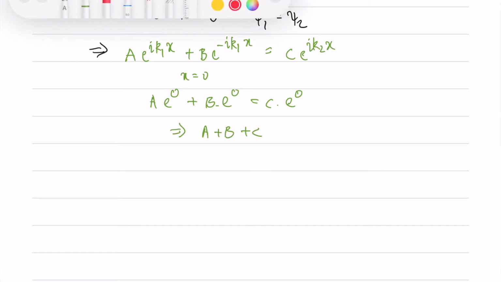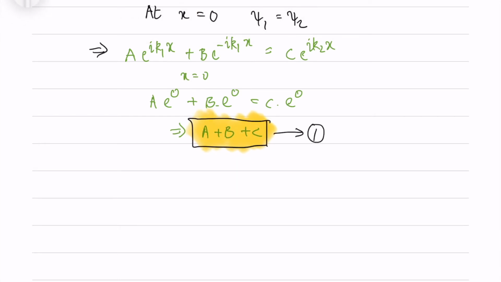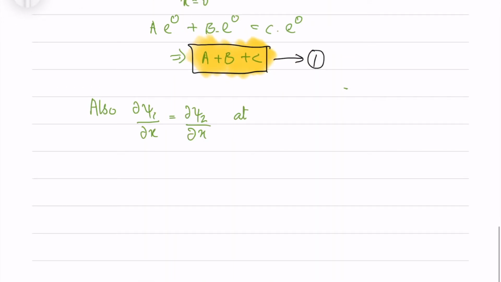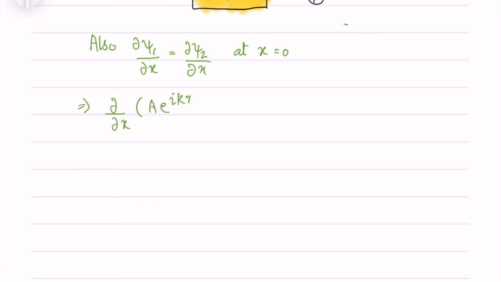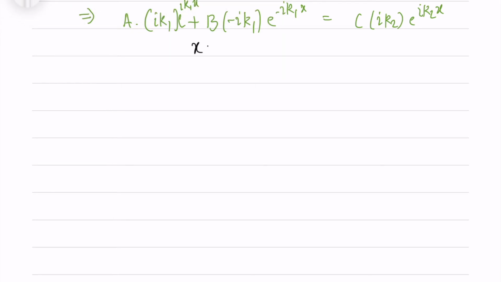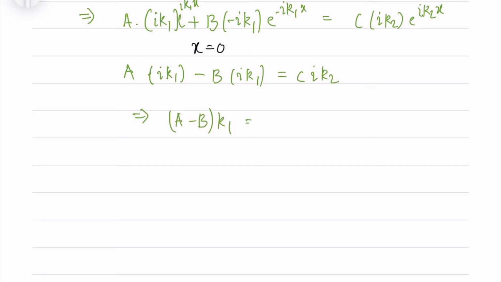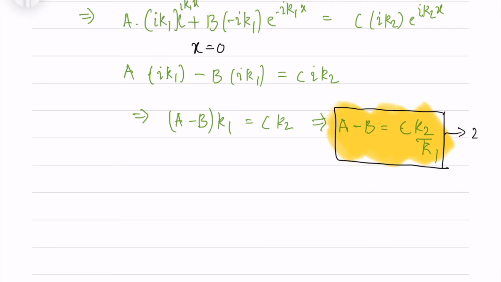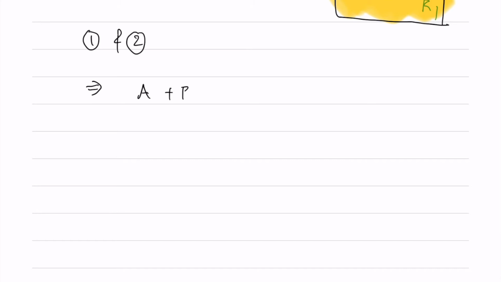So at x equals 0 we have A plus B equals C, and now we have another equation, that the derivative of the wave function should also be finite and continuous at x equals 0. So that gives us another relation, and we can cancel e power 0 as 1. So we will be left with (A minus B) k1 equals C k2. So that will boil down to a simple equation. So we will use these two equations to get A, B and C.